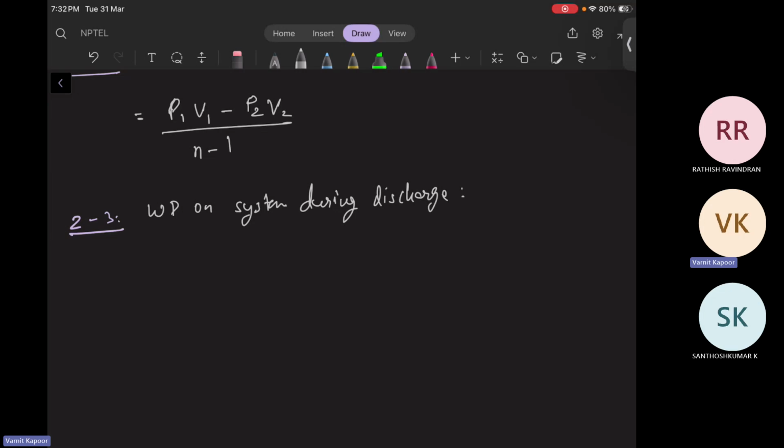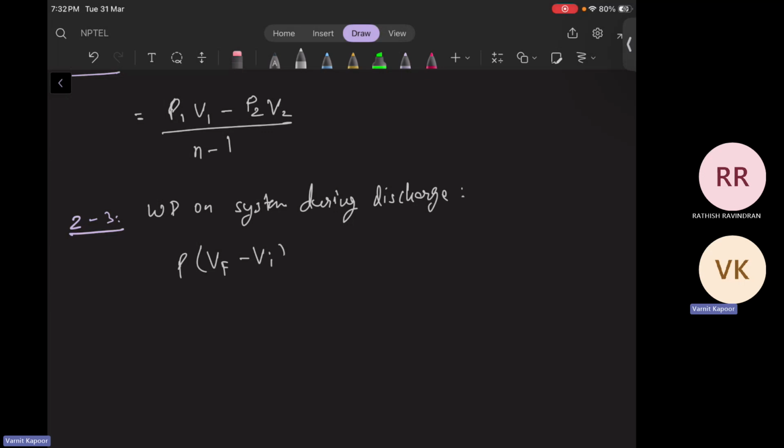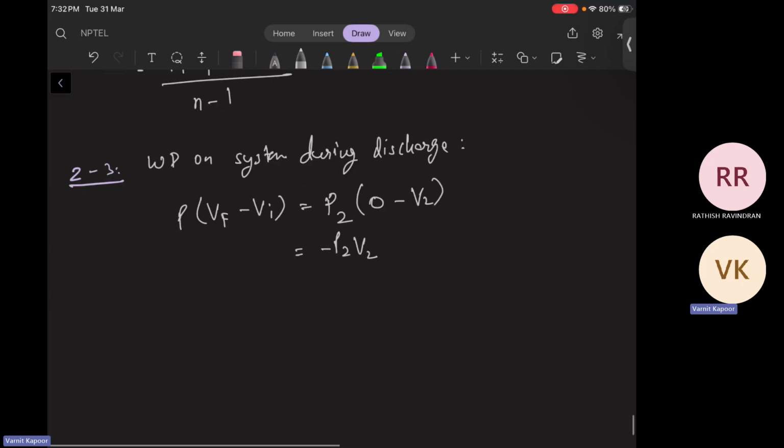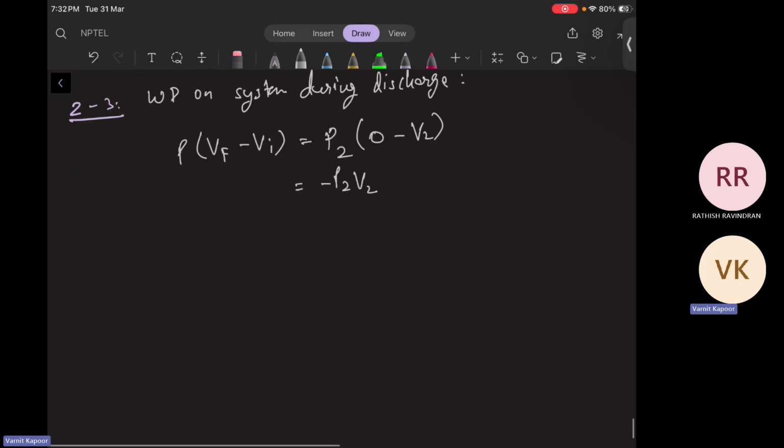Okay. Work done during the discharge is nothing but P times V final minus V initial. So pressure is P2, V final is 0 at 3 and V initial was V2. So it is minus P2 V2. Okay, minus P2 V2. So net work will be from 0 to 1, 1 to 2, 2 to 3. All the work you have to add.